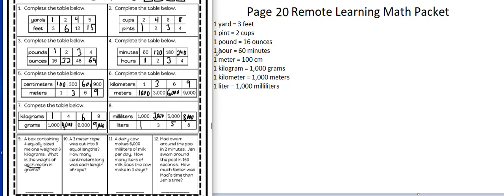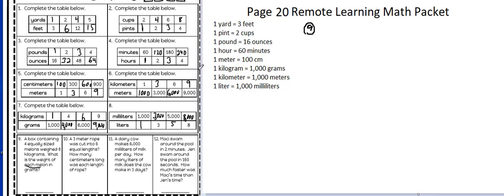All right, so this is a couple different steps to this problem. The first thing I need to do is find out how many kilograms each melon weighed. Okay, so the box has 4 in it, and altogether it weighed 8. So I need to find out how much each melon weighed. So I would do 8 divided by 4, and that would equal 2, and that's kilograms.